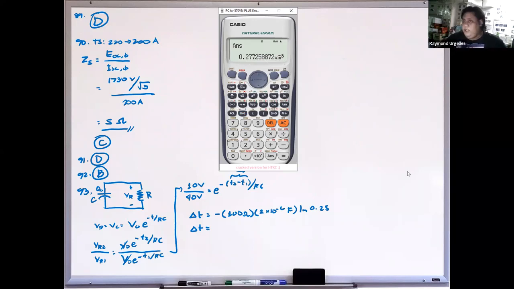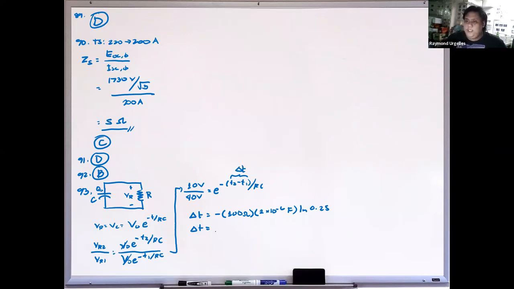10 to the negative 3 means milli, right? So this is 0.277, and again, we have milliseconds here. So our number 93 is letter B. Next, number 94.